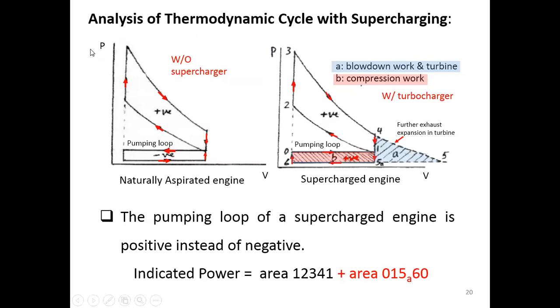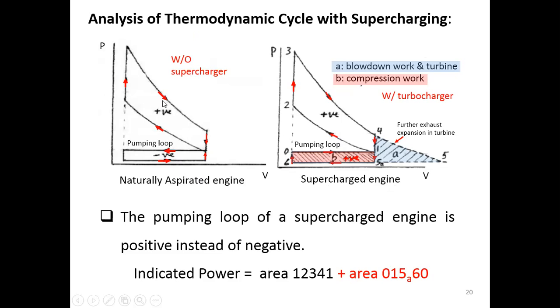The first one is the PV diagram, the pressure and volume diagram, of the naturally aspirated engine, or the engine without superchargers. The second one is the engine with the supercharger. We call it a supercharged engine. Look at the first one here. This is the common one that we used to see in our previous lectures.